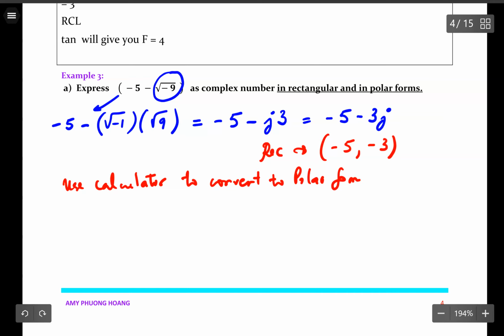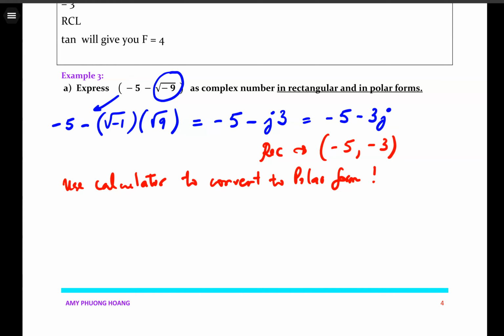I assume that everyone has the calculator already. Then in this case, I will give you the solution for that. Because I'm converting from rectangular to polar, I will press shift, then pole. I will put in -5, comma, -3, and close the bracket.